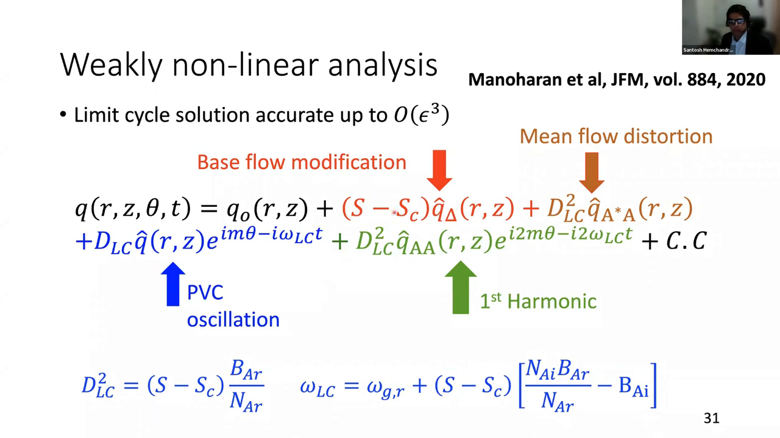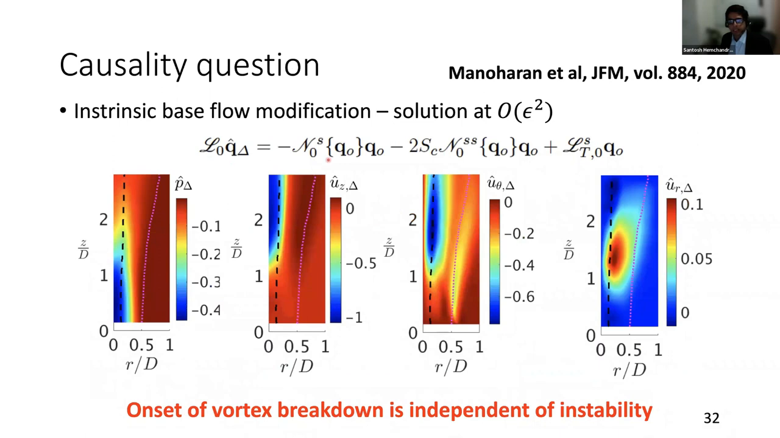So if you now look at the solution for the base flow modification, you see that it is given by an equation that looks like this. So there is some operator here that times Q delta, which is the base flow modification. And then you have this whole right-hand side terms. The important thing to note is it is all Q naught. In other words, this modification depends only on the time average flow state at Q naught, not on the hydrodynamic mode. And if you look at now what the axial velocity component of this modification is, you see you get this very strong bubble-like structure downstream of the jet. Again, in all figures, flow is from bottom to top. Okay. So you see that the onset of breakdown is independent of the PVC. The PVC is not really causing it. Rather, it is the other way. The breakdown is what is causing the PVC.